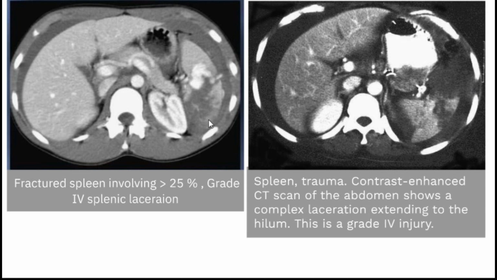We can see that there is a fractured spleen involving more than 25%, and we can also see areas of hyperdensity. This could imply that there is active bleeding. This was regarded as grade 4 splenic laceration. And also this other grade 4 splenic laceration, areas of hypodensity, multiple. Can you see this area of devascularization, and bleeding with hematoma?